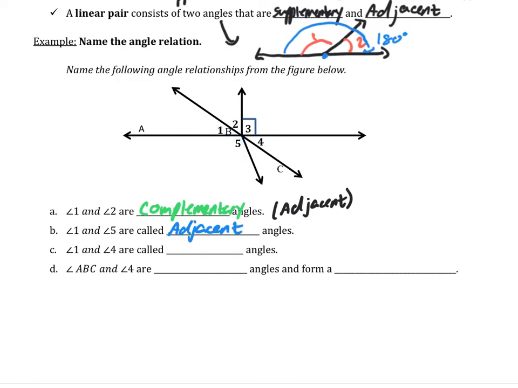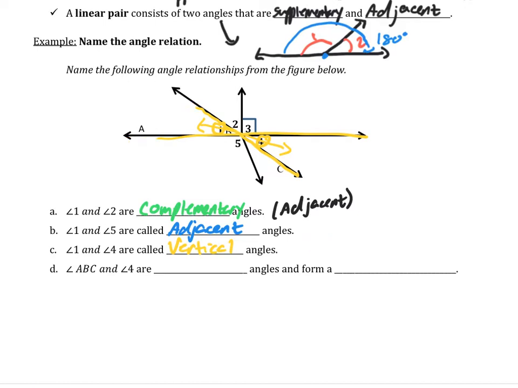All right. So next up, we have 1 and 4. Now 1 and 4, we can see, are formed by the intersection of these two lines. They are directly across from each other. So this is what we would call vertical angles. Vertical angles are formed by almost two V's, right? It's a good way to remember it.